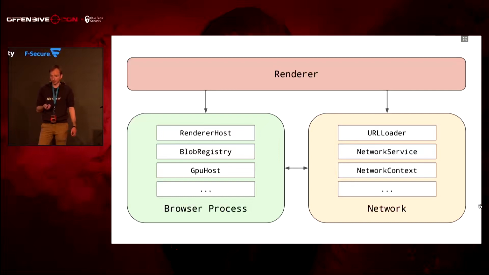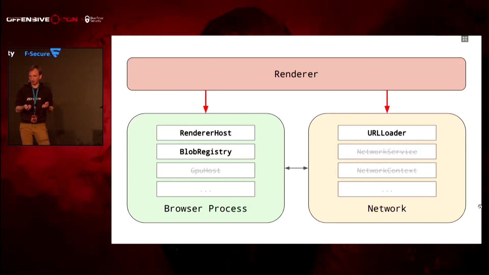For example, in this picture, you will see the GPU host; the renderer will not be allowed to talk to the GPU host. The renderer will not be allowed to talk to the network service. And also interfaces can change behavior based on who is talking to them. So we have here the URL loader, which we know the renderer is allowed to use, but the browser is also using the URL loader. But if the browser is using it, the URL loader will not have the same origin policy.